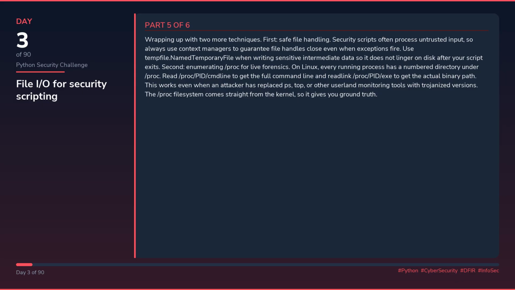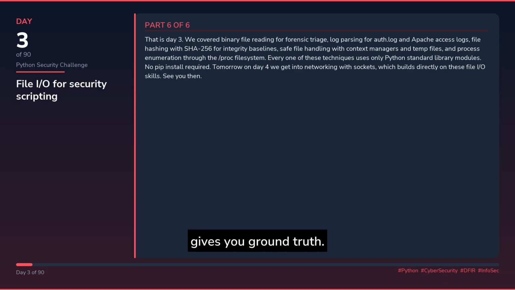Second, enumerating /proc for live forensics. On Linux, every running process has a numbered directory under /proc. Read /proc/pid/cmdline to get the full command line and readlink /proc/pid/exe to get the actual binary path. This works even when an attacker has replaced ps, top, or other userland monitoring tools with Trojanized versions. The /proc file system comes straight from the kernel, so it gives you ground truth.